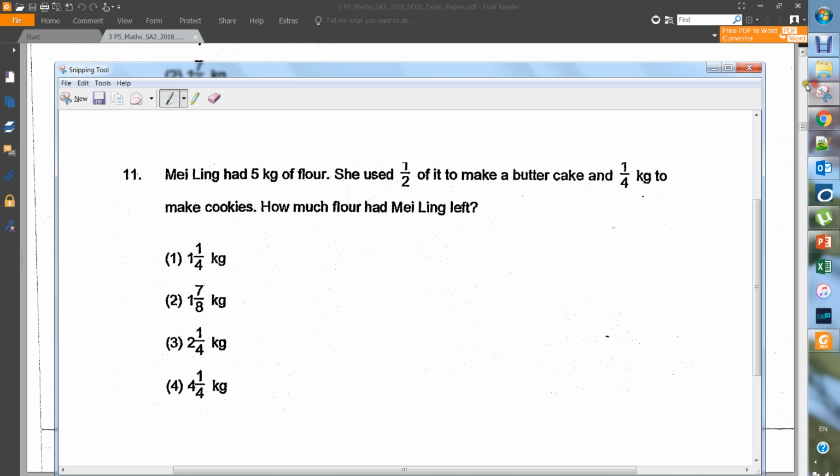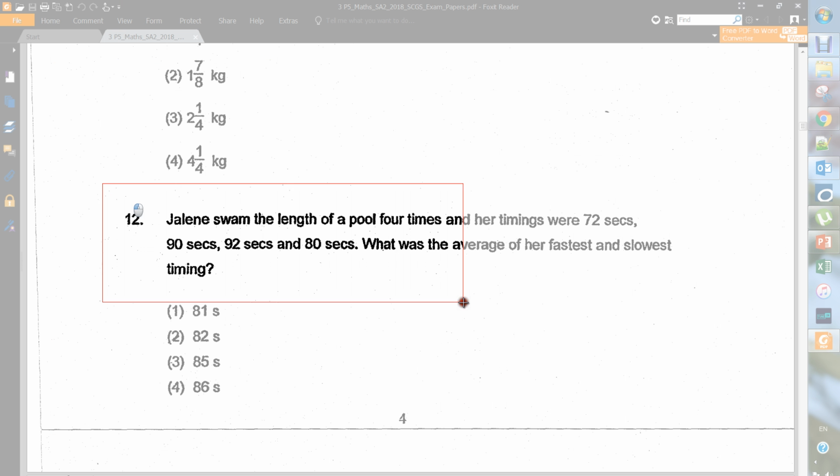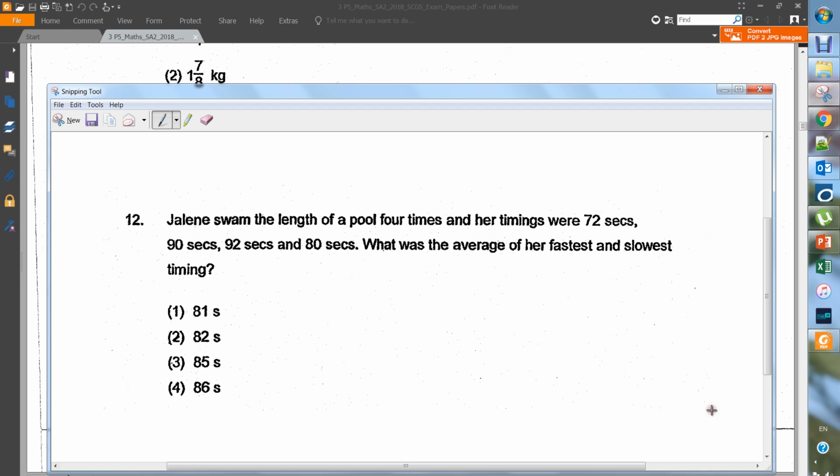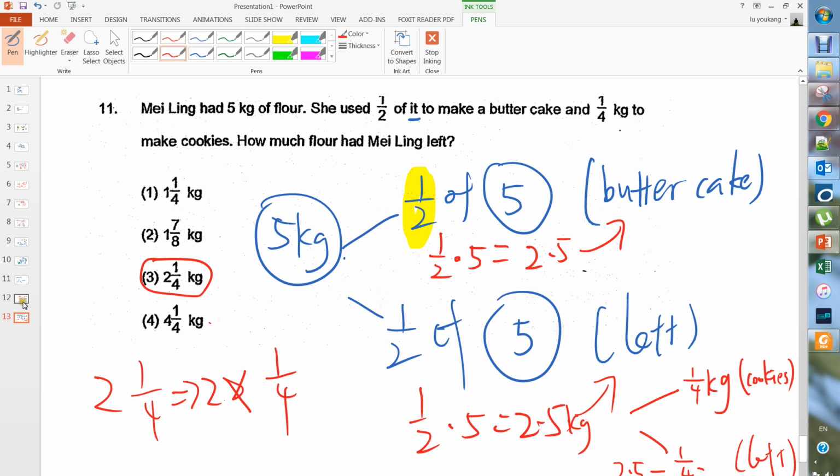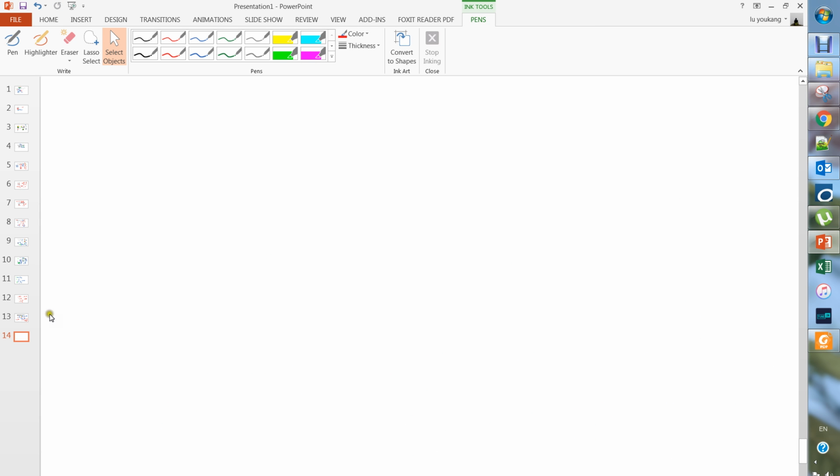Question 12. Did you get the answer? This one was the one star. Can do or cannot do? Okay, good. Let me get a few blank pages first.